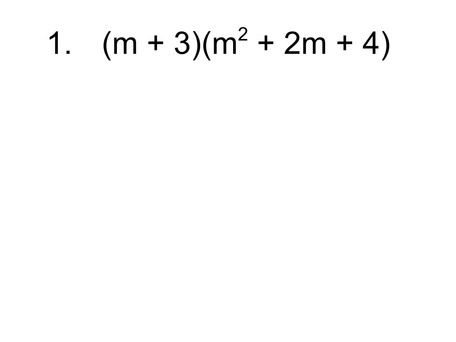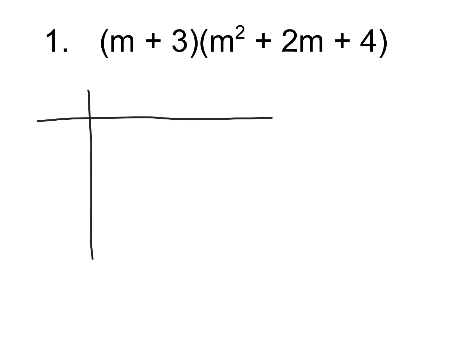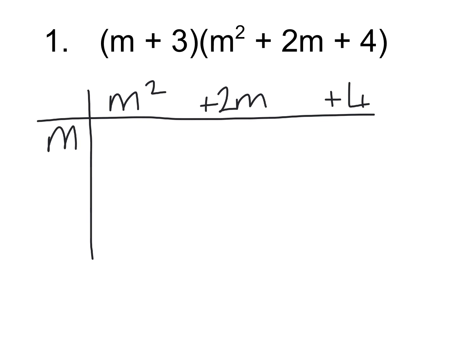The way you do a box method is you start by very simply drawing yourself 2 lines. Some schools will do it by drawing a series of boxes. That's fair enough, but it's much simpler I think to just draw 2 lines. On the long side we put in the long bracket, so we put m squared, plus 2m, and plus 4, and we spread that out a wee bit. Then on the shorter side we put in the m plus 3 bracket, so we do m and plus 3. This is like a multiplication table, and we try to multiply all these terms.